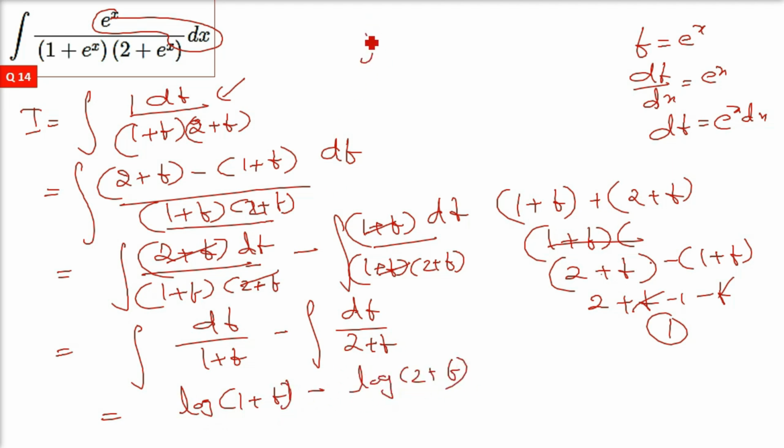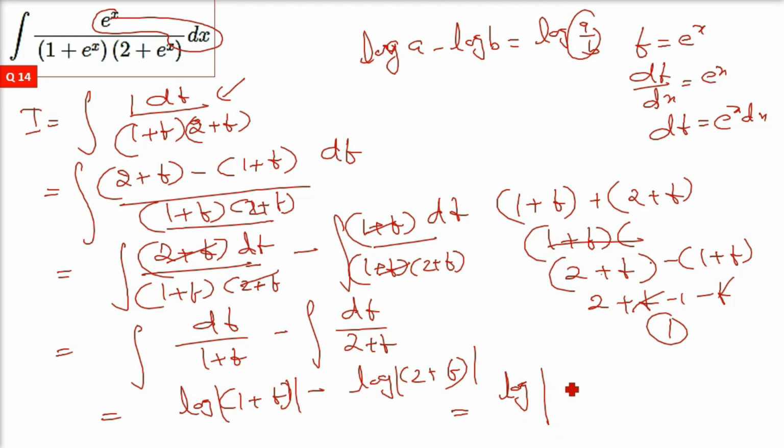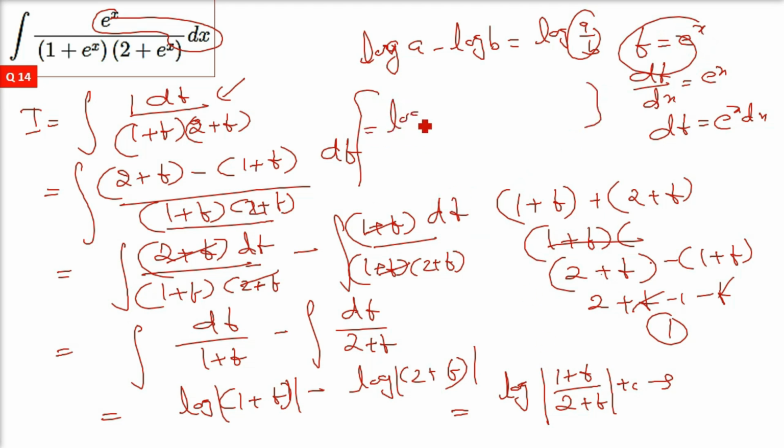And you know log a minus log b is what? It's log a by b. So that we will use here. Log 1 plus t minus log 2 plus t will give you log 1 plus t divided by 2 plus t, plus constant of integration. But what was t earlier? Actually t was e raise x only. Now you can write this in a different form. Log, inside the modulus you will have 1 plus e raise x, denominator 2 plus e raise x, plus constant of integration. That's your final result.